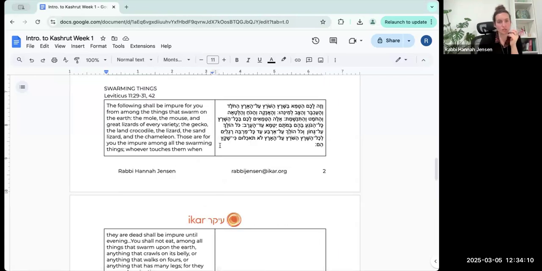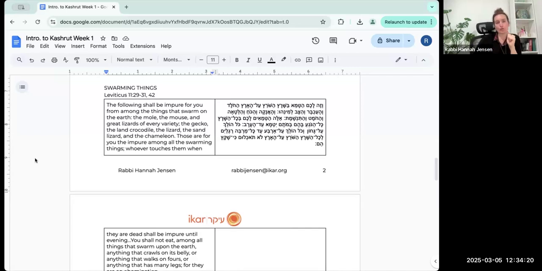We're going to move into our last category that we're going to look at in the Torah today, which the only way to really describe it is swarming things. So we're going back to sort of land now, as I mentioned before. And here's what we learn about this.